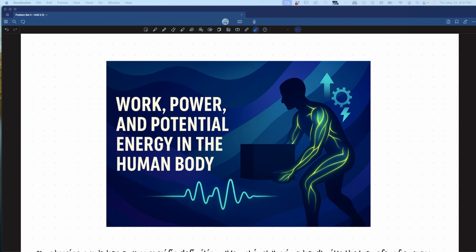Today we are diving into how the concepts of work, power and potential energy apply. Every move you make, every jump, lift or sprint is powered by physics.